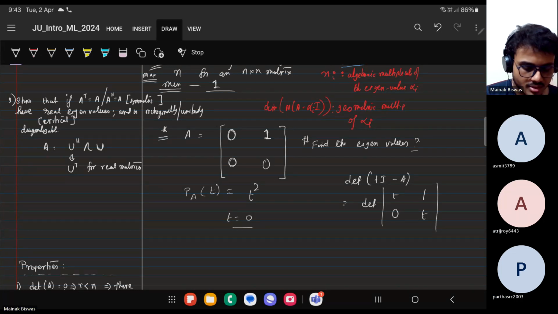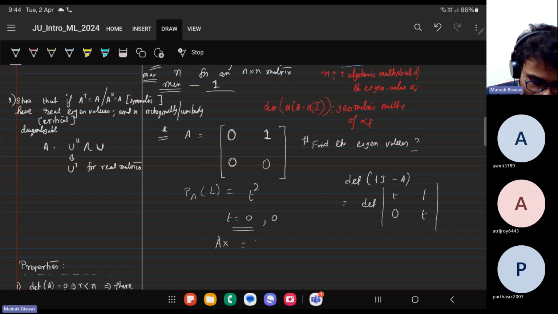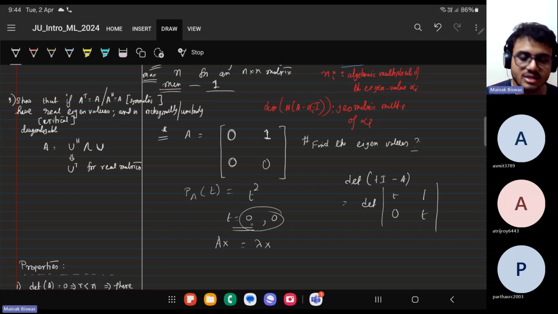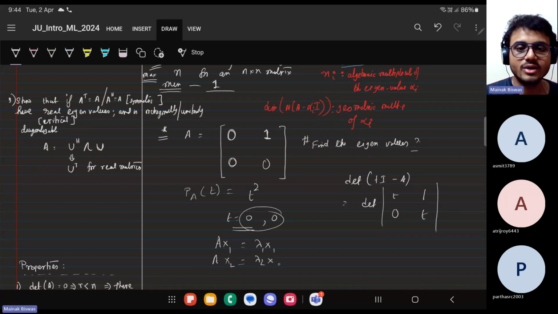T is 0, 0. Both are 0. So I should ideally have two vectors corresponding to the 0 eigenvalues, right? So my equation Ax equals lambda x should have two solutions, ideally, because you have two eigenvalues, lambda 1 and lambda 2. Yes or no? Both are 0. This should ideally happen, right? I should have two vectors that solve it.